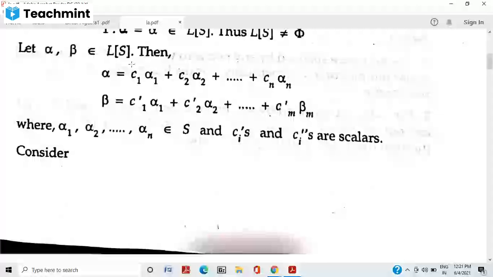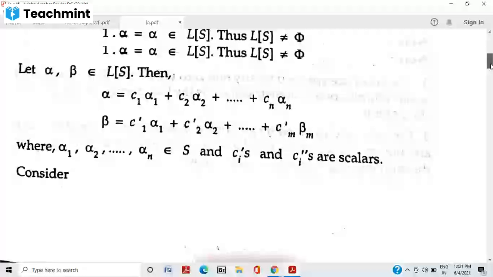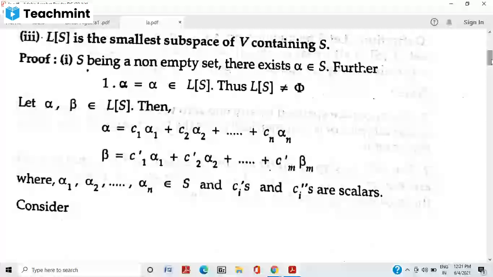Because L of S means linear span. Linear span means it is the set of all linear combinations of the vectors in S. What are the vectors in S? We take that S contains alpha 1, alpha 2, etc., alpha n. Then alpha can be written as C1 alpha 1 plus C2 alpha 2 plus etc., Cn alpha n. Beta is also in L of S.